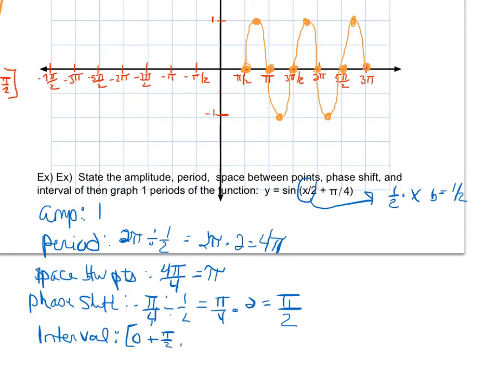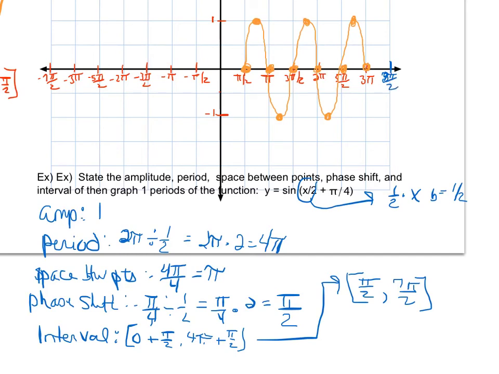And then I'm not going to make the same mistake I did last time. I'm going to take my new period and add pi over 2 to that, giving me an interval of pi over 2 all the way up to 7 pi over 2 after I get my common denominator and add there. So now I'm ready to graph. I'm going to extend this a little bit and say this is then 7 pi over 2. And now I've already got my axes labeled, so I'm ready to graph.